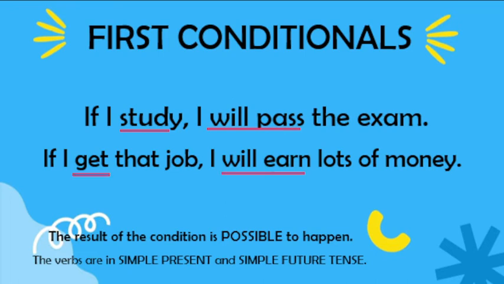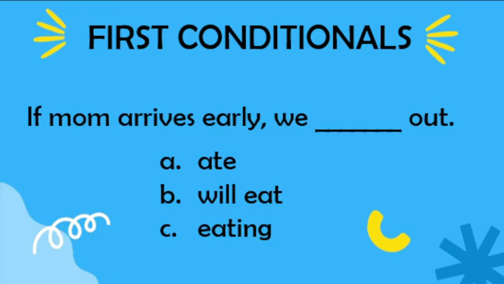If I get that job, I will earn lots of money. If I get that job, that is the if clause or condition. What is the possible result? I will earn lots of money. Okay. The verbs, get, will earn. Get is in simple present, will earn in simple future tense.